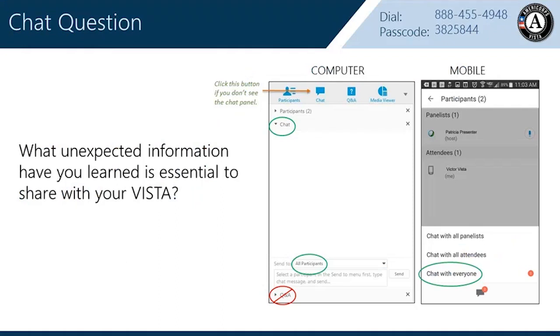Yeah, take a look and let's see. Yeah, Rachel, thank you for just posting that in there. What unexpected information have you learned is essential to share with your VISTAs? So Ryan, as we wait for responses to come in, is there anything that was like an aha moment for you when you started supervising VISTAs? Like, whoa, I didn't even think about telling them that until all of them had these questions about it.